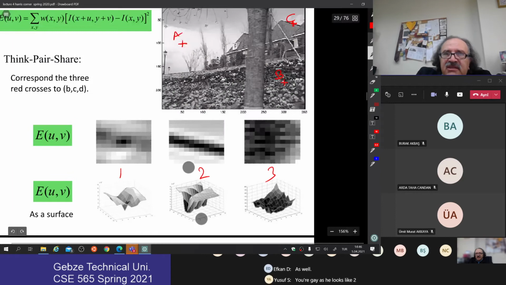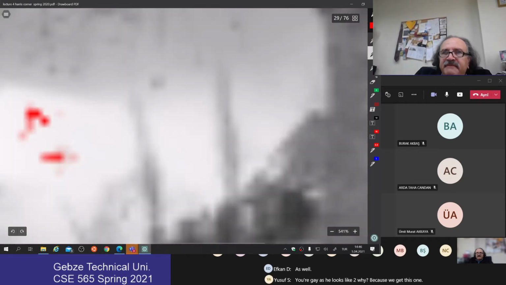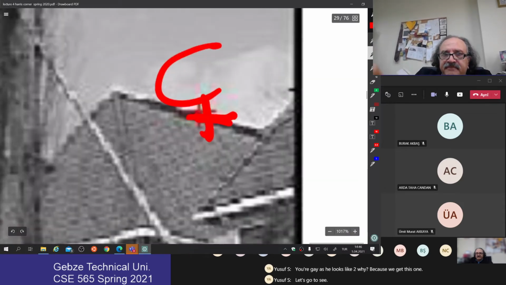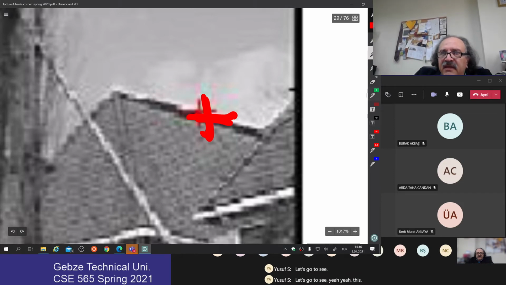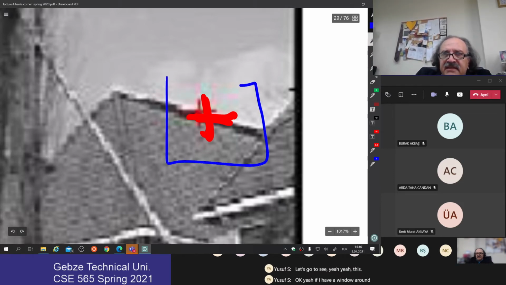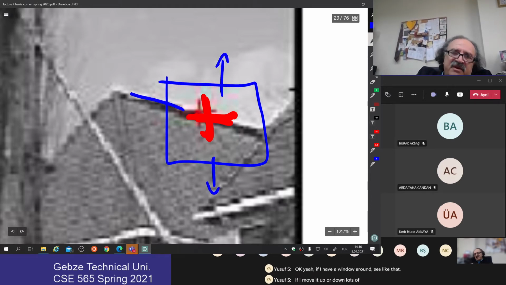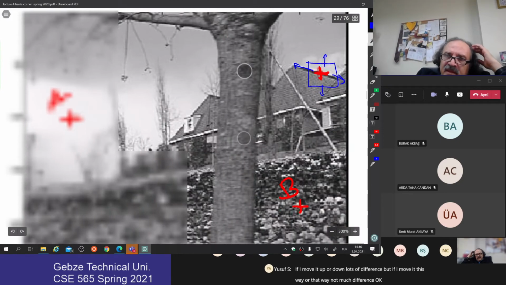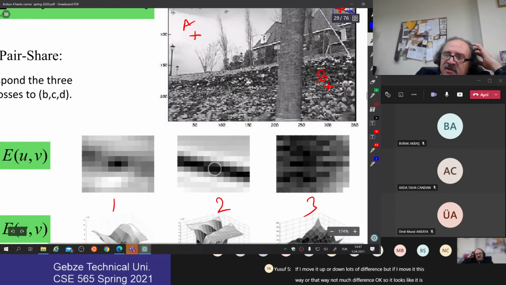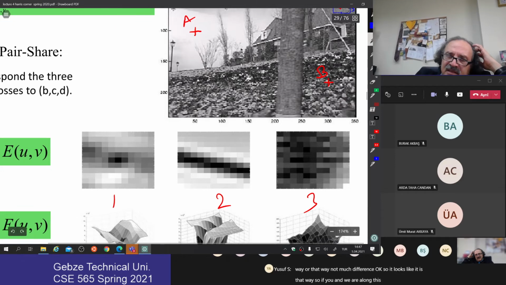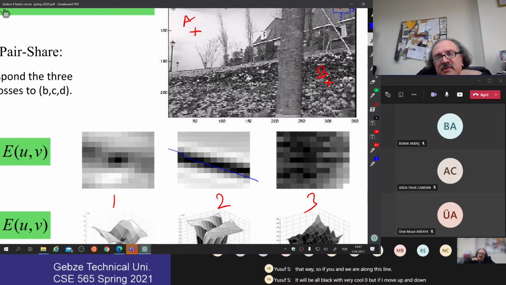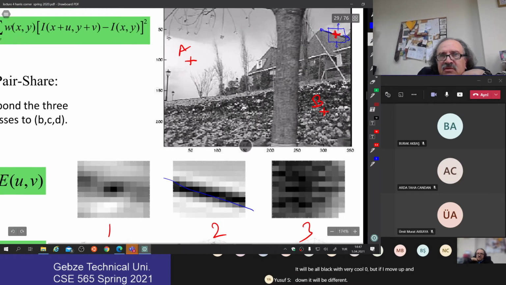Why? Because look at this one. Let's go to C. Yeah, here it is. If I have a window around C like that, if I move it up or down, lots of difference, but if I move it this way or that way, not much difference. So it looks like it is that way. If U and V are along this line, it will be all black, very close to zero, but if I move up and down, it will be different. Yeah, that's true.